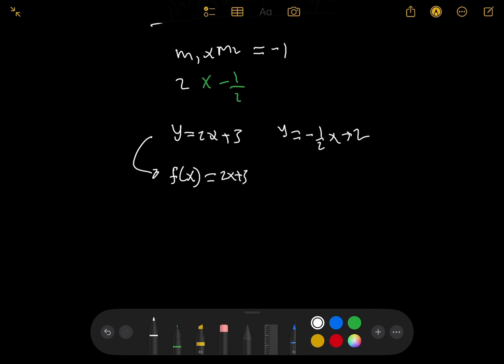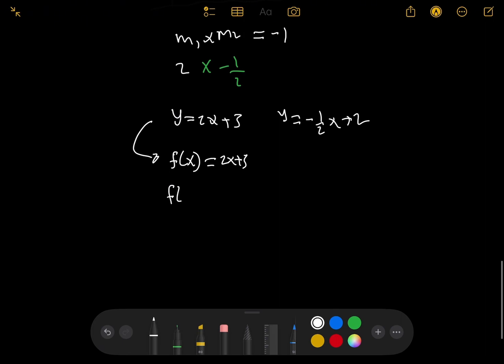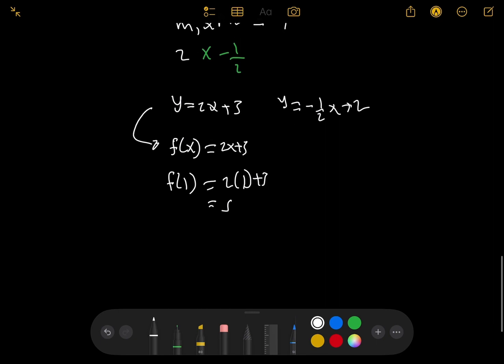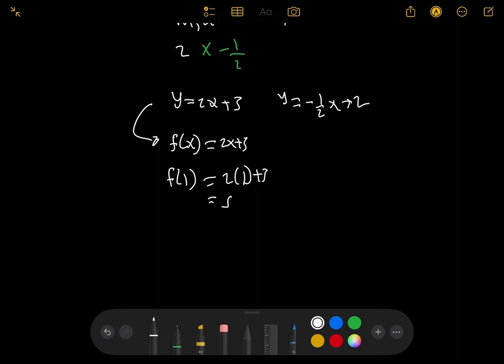So this will read as: the graph of f for a certain value of x is equal to 2x plus 3, of which, for example, f of 1 will be equal to 2 times 1 plus 3, which will give us 5. So the graph of f at the value of x being equal to 1 is 5, meaning that when x is equal to 1, our y is equal to 5. And in that manner, f of -2 will be 2 times -2 plus 3, which will give us -1.